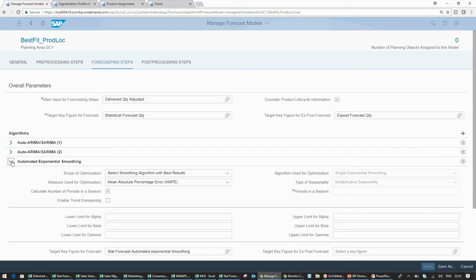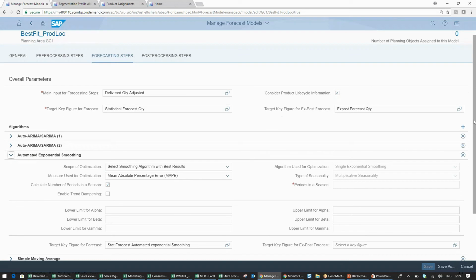So this algorithm will check for any trend or seasonality that you have in your historical data. Based upon the result, it will choose whether the single, double, or triple exponential algorithm would be used for your forecast calculation. It will calculate the X forecast quantity. It will compare the calculated X forecast with your error measure, and then it calculates the forecast using the selected algorithm and the coefficients. So here we are using the scope as select smoothing algorithm with the best result. It will consider the MAP as a measure for optimization.